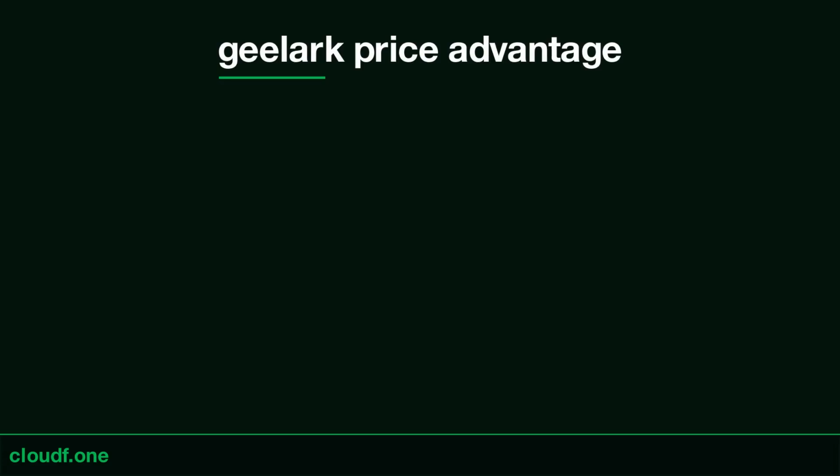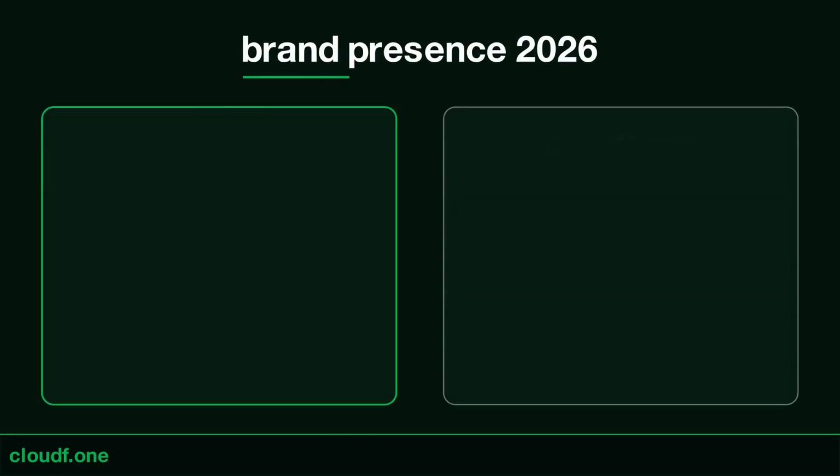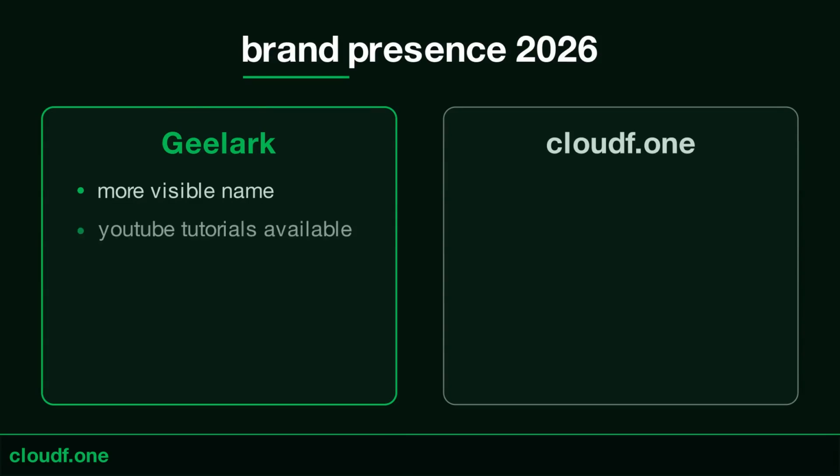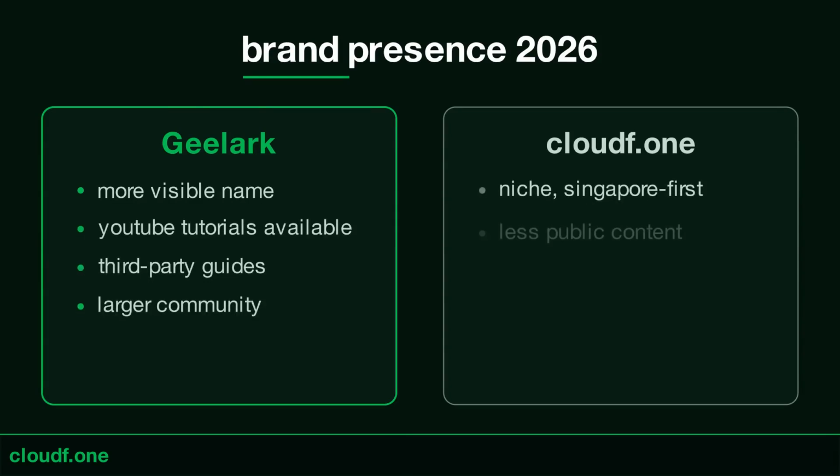Third, global geo coverage via proxies. You can attach proxies from anywhere on Geelark. Cloud.one is Singapore first by design, and the SIM is baked into the phone. Fourth, brand awareness. Geelark is the more visible name in 2026, with easier to find tutorials, YouTube content, and third-party guides. If your use case is give me cheap Android instances anywhere with bring your own proxy, Geelark wins.